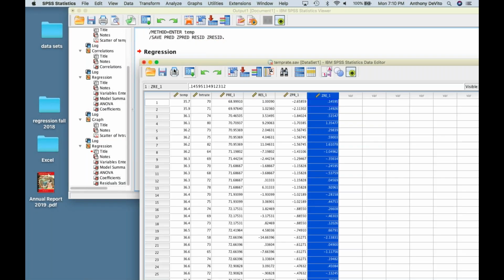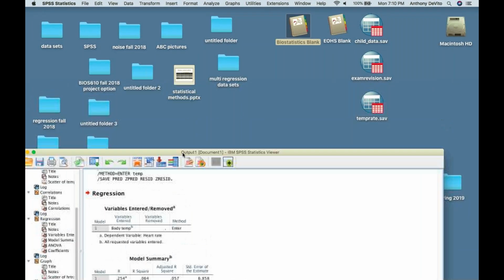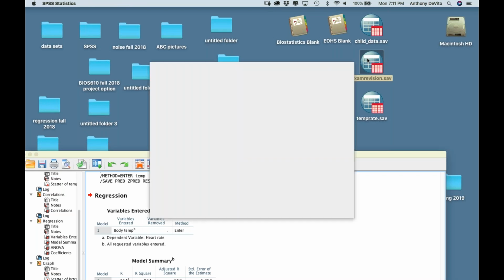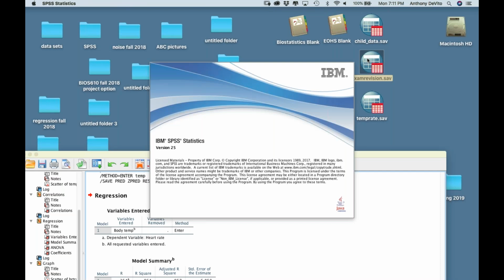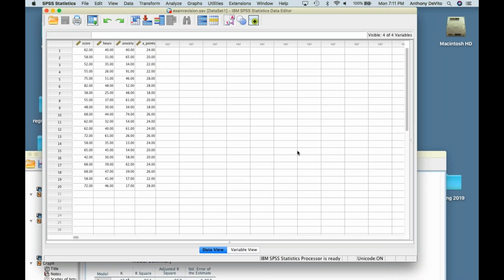I don't have other data for this particular data set, but I have a couple other data sets that we put online. One of them is exam revision. Is that what the name of that is? Okay. Let's take a look at what this data set has in it.